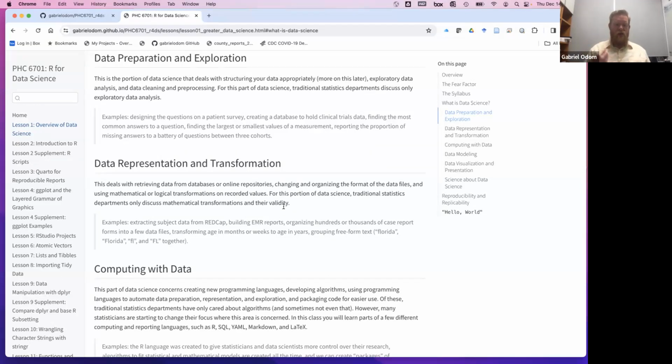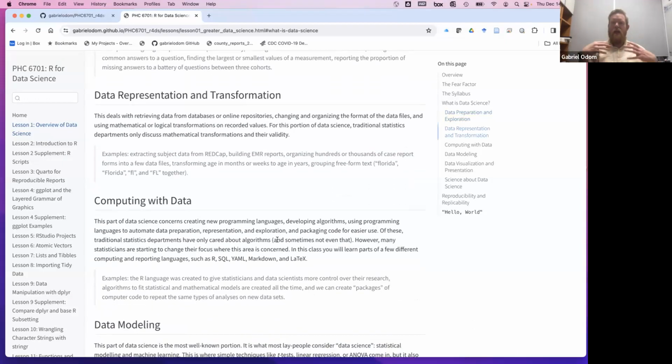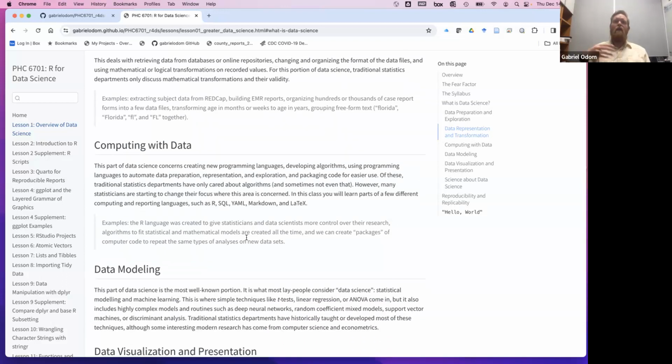But we want to make sure that what we're doing with this data is reproducible, and we have a computational record of what we did and why. Again, this is related to this idea of computing with data, and we have computing languages to help with that. R is one such computing language.